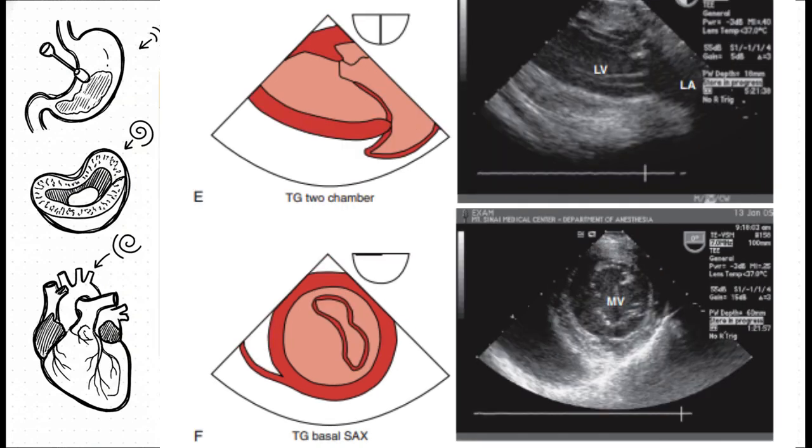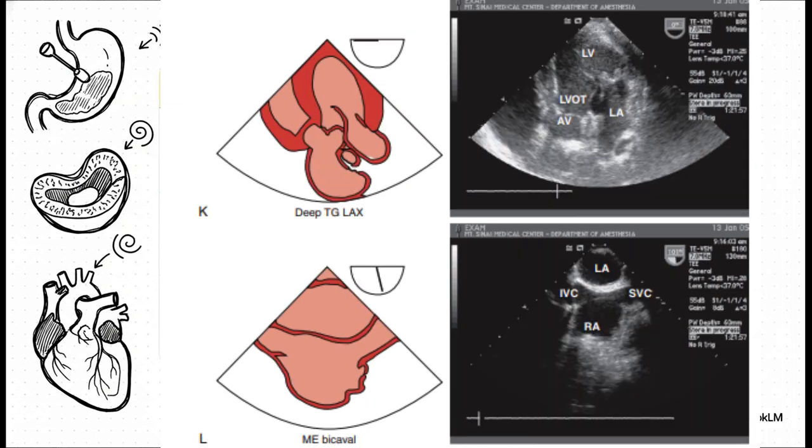From this home base, we can get other crucial views, like the basal short axis for a perfect in-face look at the mitral valve, and the deep transgastric long axis, which often gives us the most parallel alignment for accurate Doppler assessment of flow across the aortic valve.